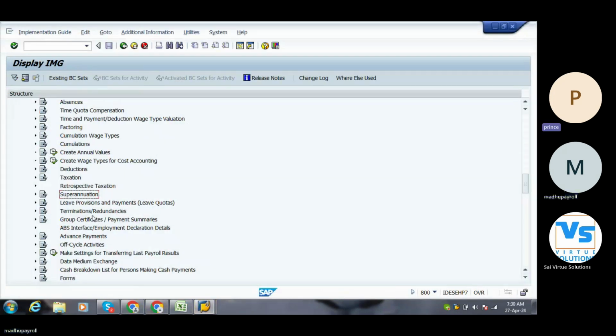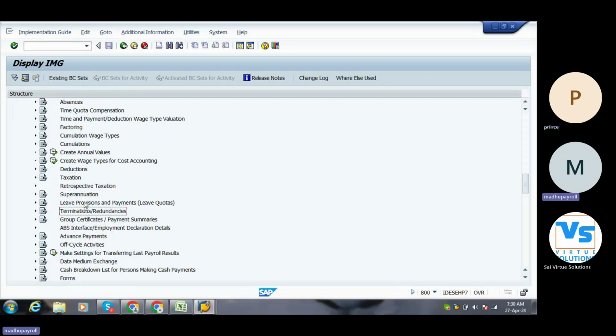And what is leave loading? Leave loading is nothing but quota compensation in India. What is meant by quota compensation? Selling some leaves. That is the same; the naming convention is different here. That is one thing. Next one, termination redundancy is very common. Next one, group certificates here.